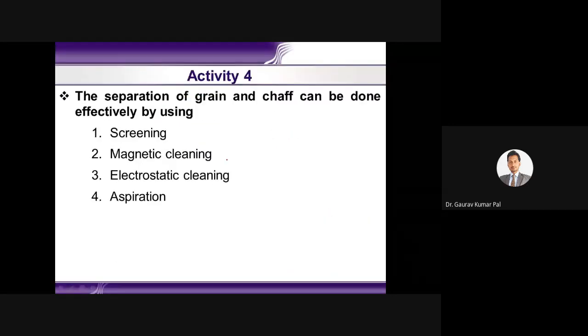Correct. Now can you see the activity? What was the correct answer? Anyone should reply. Dhruvi? Yes. Aspiration. Aspiration is the correct answer. Clear for everyone? Yes sir. Okay.